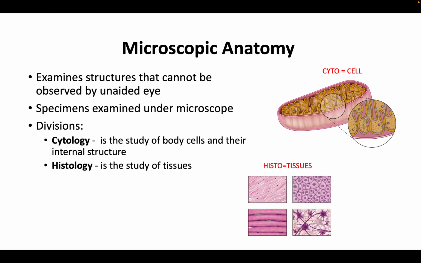And then histology, the prefix histo means tissue, right? So histology is the study of tissues, and we'll look at some tissues in this lecture, but we'll have a whole separate lecture specifically on histology. And then in lab, you'll learn how to identify and recognize histological tissues based on their appearance and their different characteristics, right? But the big idea here is that we have to use a microscope. We are unable to see these things with the unaided eye, okay?